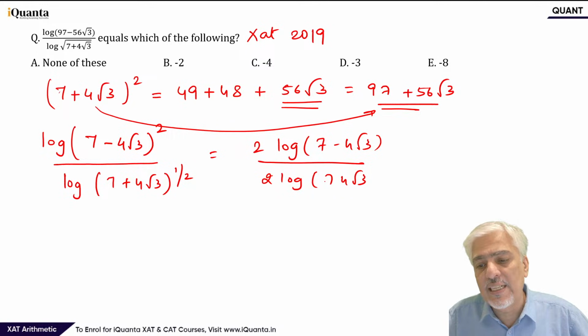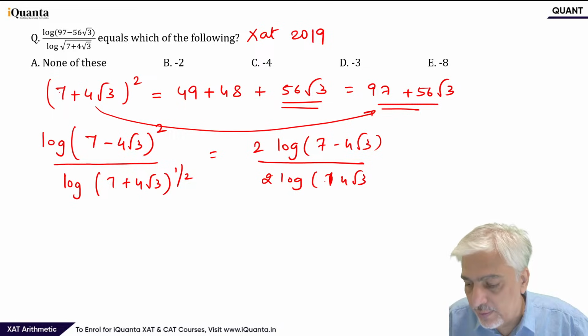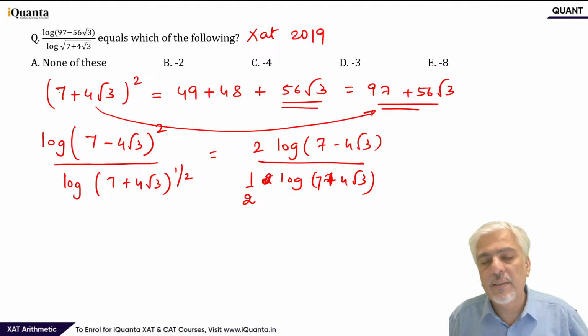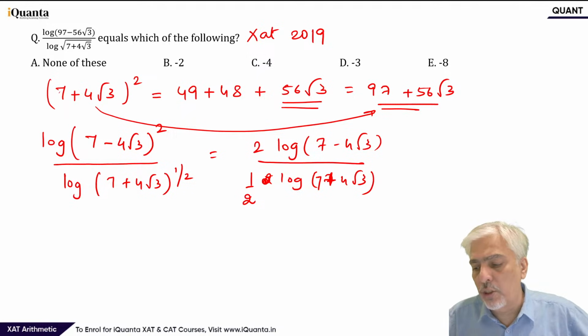This is 7 plus 4 root 3. Okay. Sorry, this is not 2, this is half. XAT will ask one log question according to me. So we'll get 4 on the top.